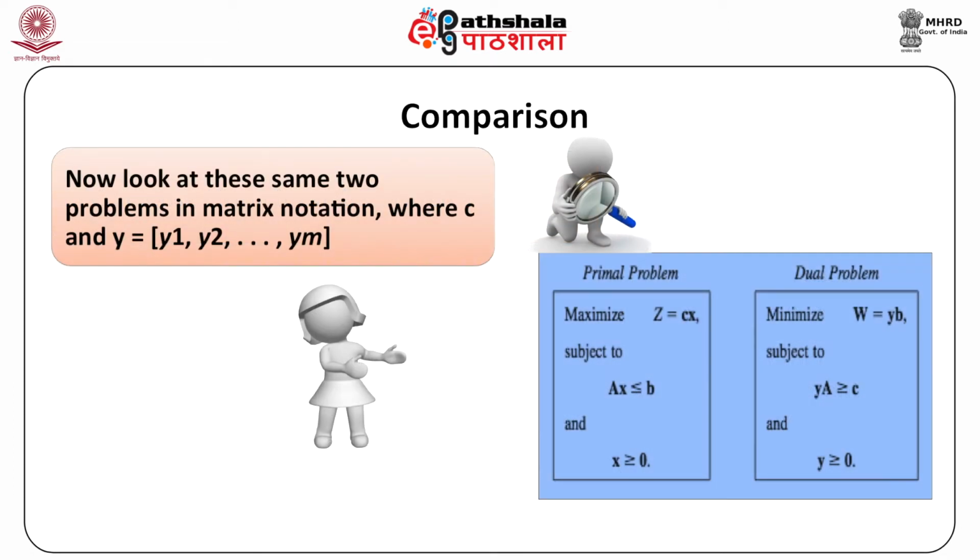To highlight the comparison, now look at these same two problems in matrix notation, where c and y equal to y1, y2 going till ym are row vectors, but y and x are column vectors. The primal problem here is to maximize z equal to cx subject to Ax less than or equal to b and x greater than or equal to 0. The dual problem is to minimize w equal to yb subject to yA greater than or equal to c and y greater than or equal to 0.